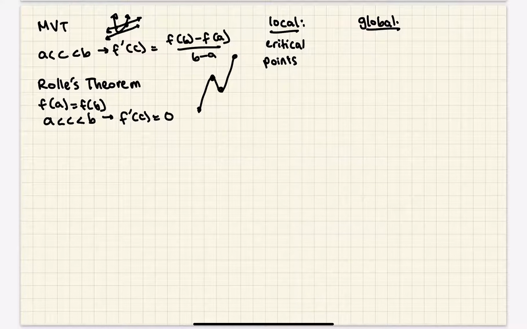Now, there's also absolute or global extrema. And these follow what's called the extreme value theorem, EVT for short. People generally don't use EVT, but you can if you want to. And that basically says if f of x is defined on a closed interval [a, b], then there's got to be an absolute minimum and an absolute maximum in that interval.